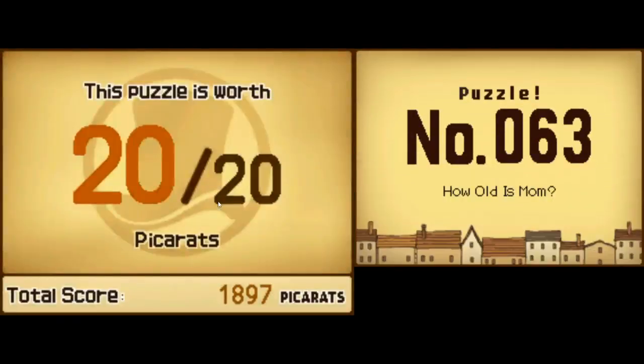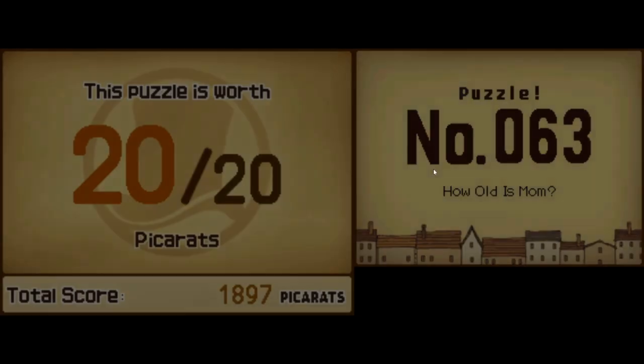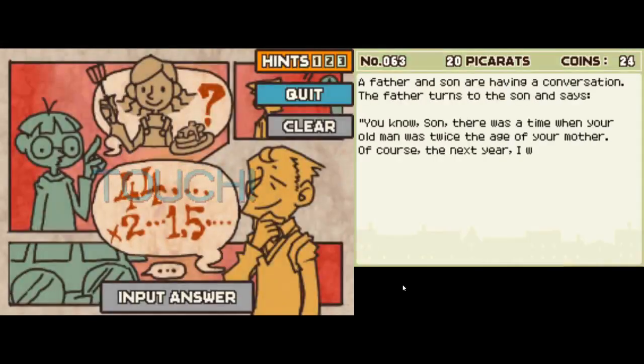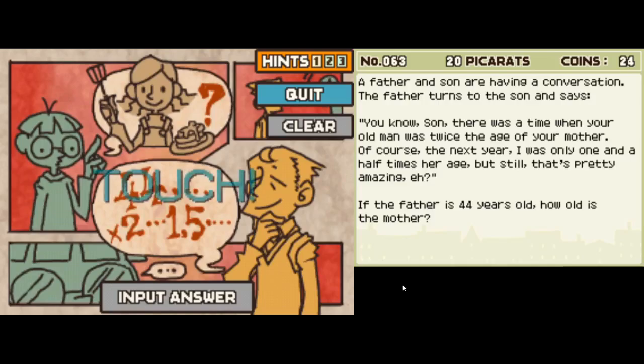Puzzle number 63. How old is Mom? A father and son are having a conversation. The father turns to the son and says, "You know, son, there was a time when your old man was twice the age of your mother. Of course, the next year I was only 1.5 times her age, but still, that's pretty amazing, eh?" If the father is 44 years old, how old is the mother?